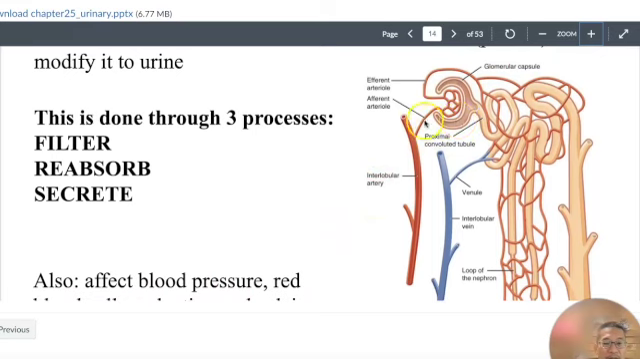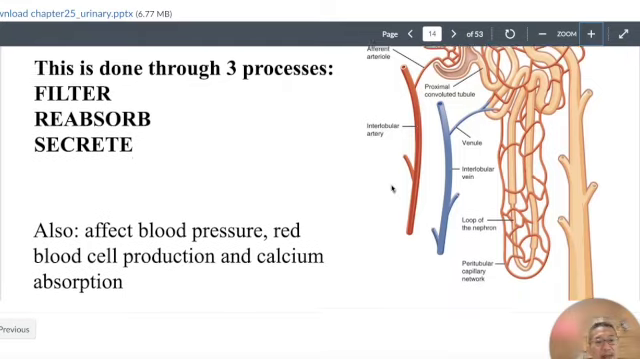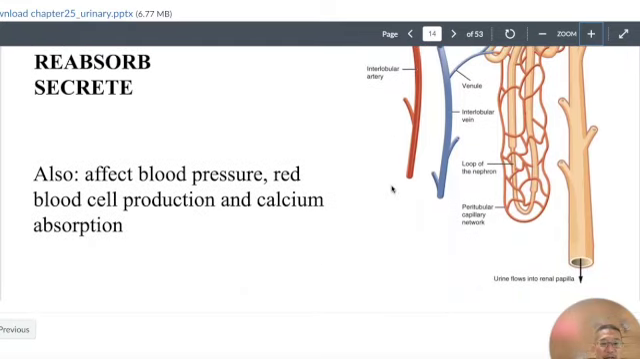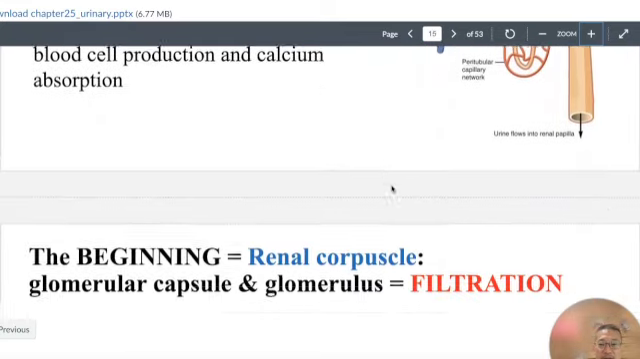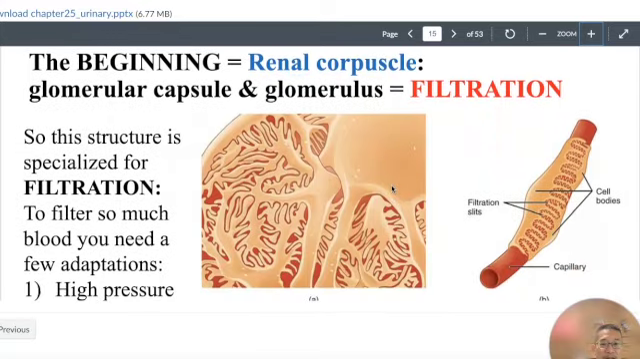So around here, there is something called the juxtaglomerular apparatus, which we'll learn later. That is what will affect the blood pressure. It senses the blood pressure. Okay, so let's start from the beginning again at the glomerulus.